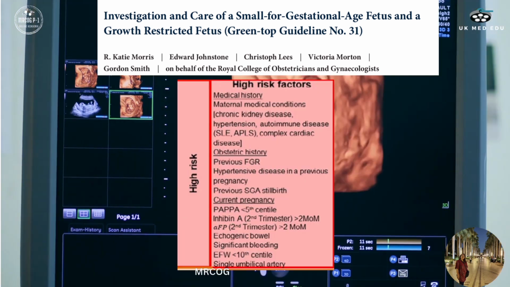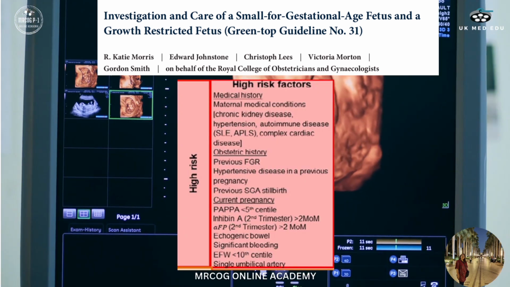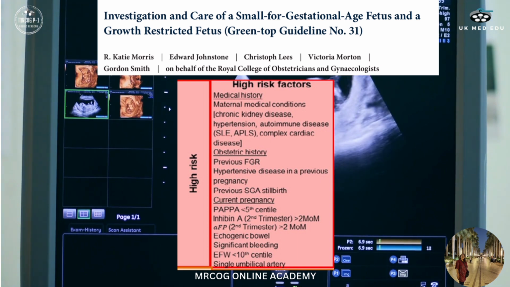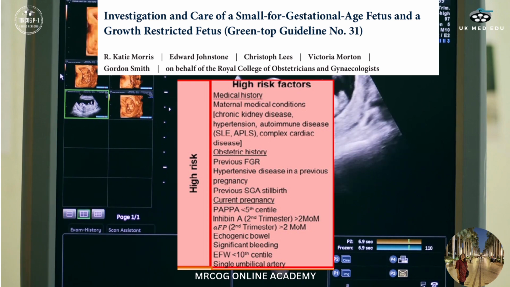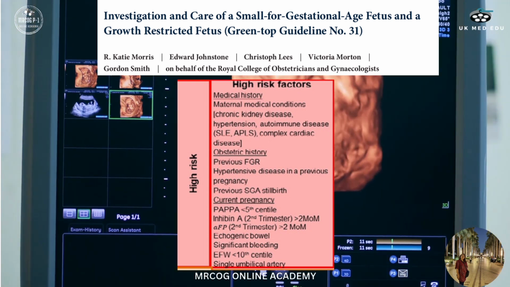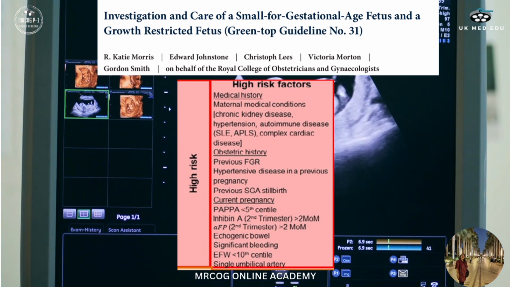So in high risk factors, there are medical history factors, obstetric history factors and current pregnancy factors. In medical history, there are maternal medical conditions like chronic kidney disease, hypertension, autoimmune disease like systemic lupus erythematosus, antiphospholipid syndrome, complex cardiac disease. And in obstetric history factors, there is previous fetal growth restriction, hypertensive disease in a previous pregnancy, previous early gestational age stillbirth.